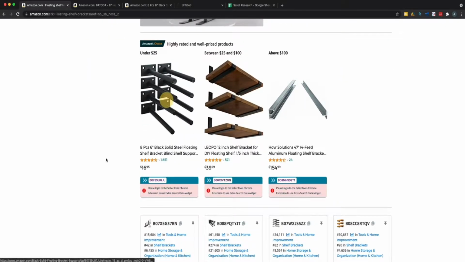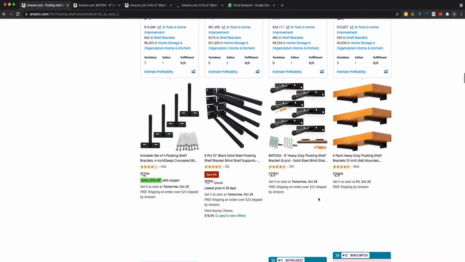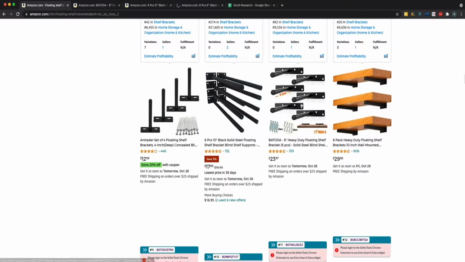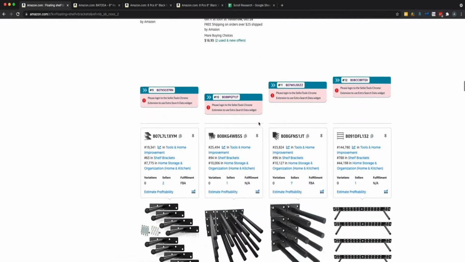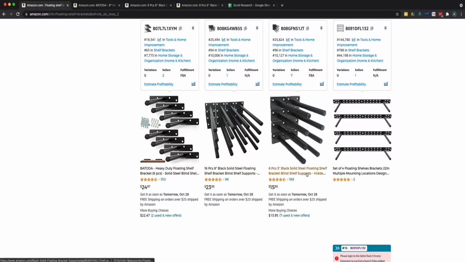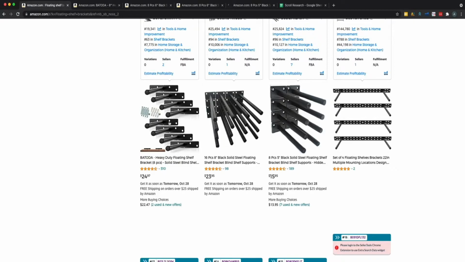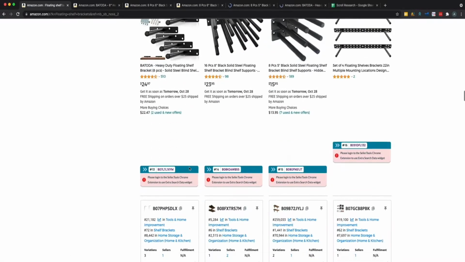Okay, so we have this one here. We have this one. I believe that we already opened up that one there. So this is 8 pieces at $17.95. I wouldn't go after that one. We're going to keep scrolling. 16 pieces. 8 pieces at $15.95, so we're going to do this one too. 8 pieces at $24.97. We're going to open up that one too.